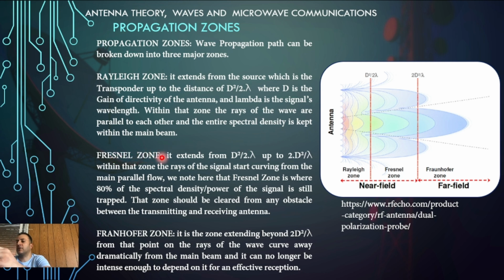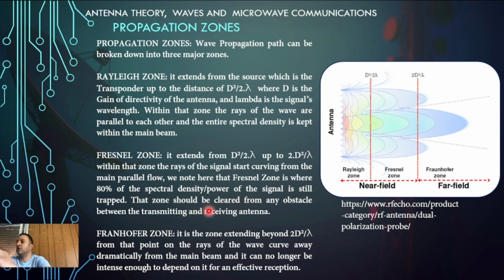Now, beyond that, within the Fresnel zone, which extends from d squared over 2 lambda up to 2d squared over lambda. This is the span of the Fresnel zone, again with d being the gain of directivity and lambda the wavelength. Within that zone, 80% of the power of the signal is concentrated. Plus, the signal starts curving from the main parallel flow. It starts diverging. The main wave vectors are no longer perfectly parallel to each other, unlike the Rayleigh zone. The signal vectors start gradually diverging from the main path.